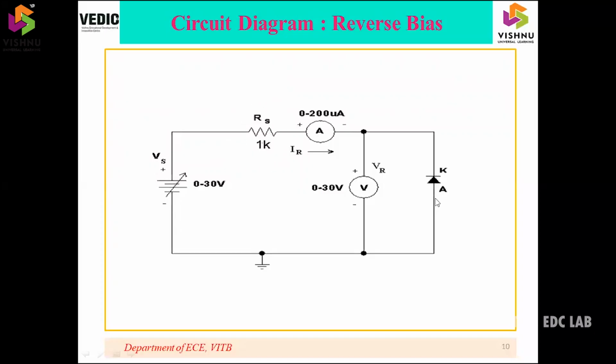In reverse bias, the voltage across the diode is very large. That's why a 0 to 30 volts range meter is used. And the current flowing through the diode is very small. That's why a 0 to 200 microamperes range ammeter is used in the circuit diagram.